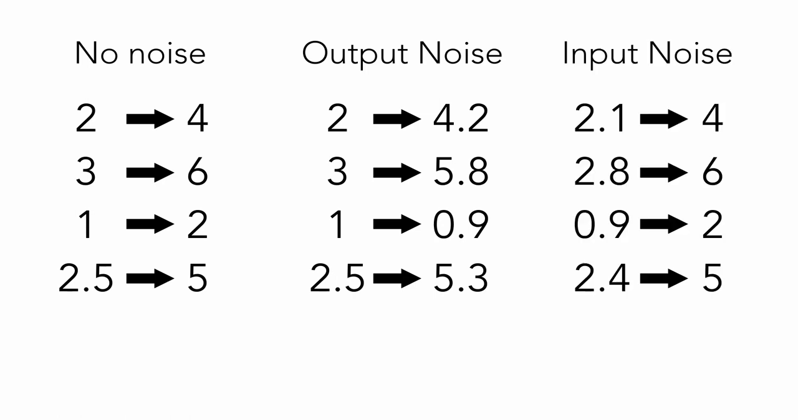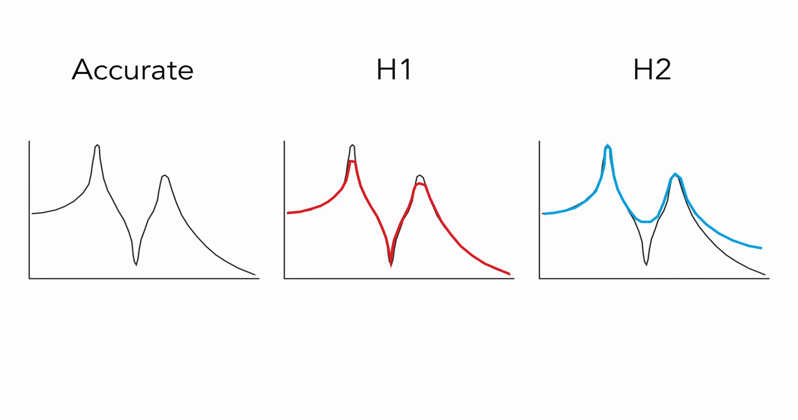Now you can see not accurate values on input and accurate values on output. In this case, we talk about noise on the input. Of course, we can have noise on both sides. The accurate FRF is on the left, but in the FRF parameters you must select between H1, H2 and H3.